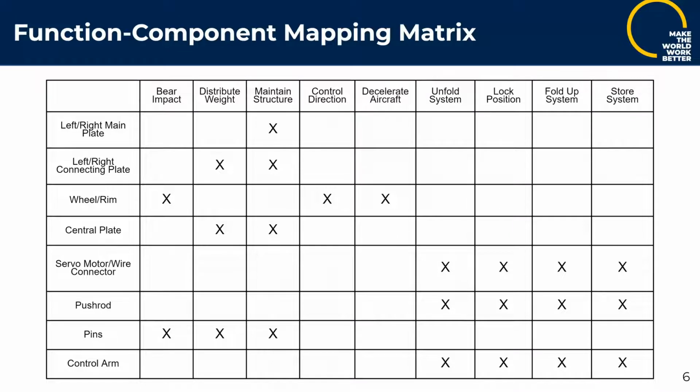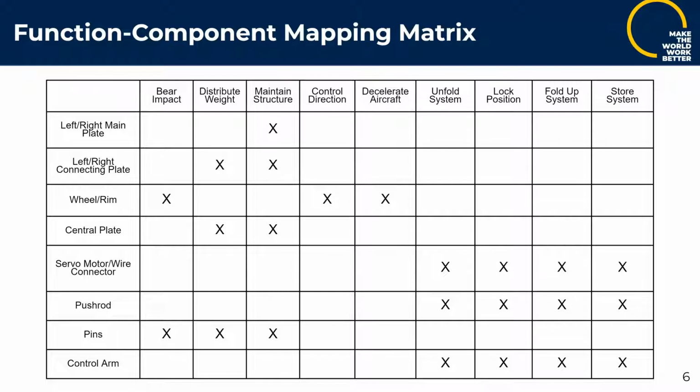So this is our function component mapping matrix, which essentially shows you how each of our main parts of our landing gear actually map to the functions that we require in our FAST diagram.